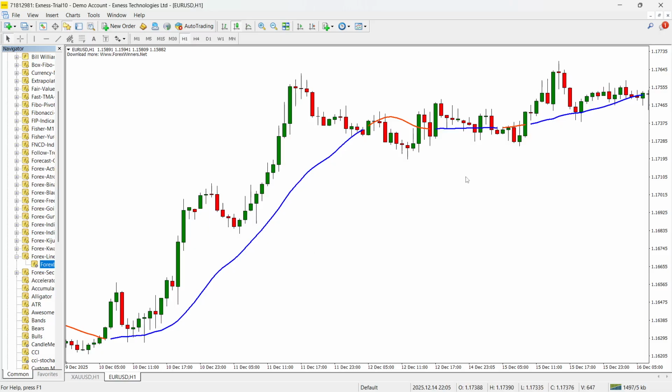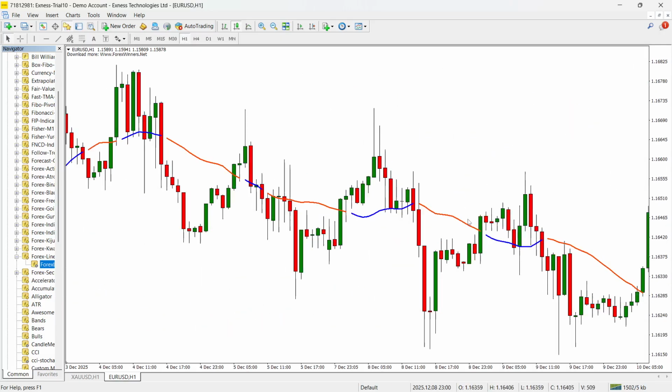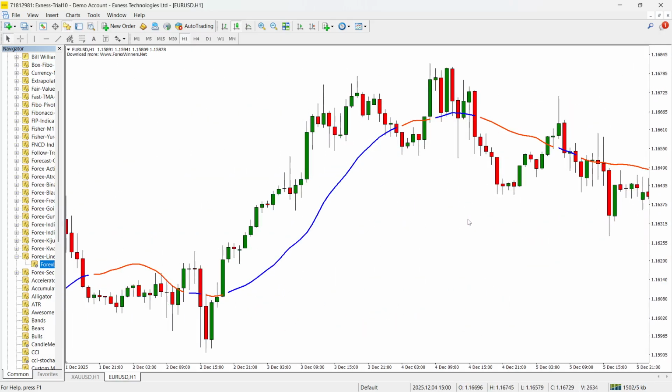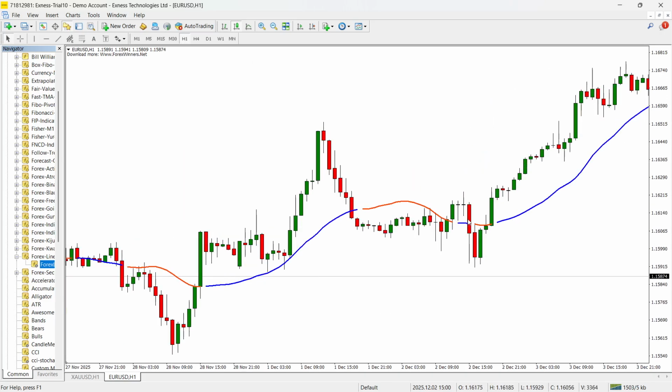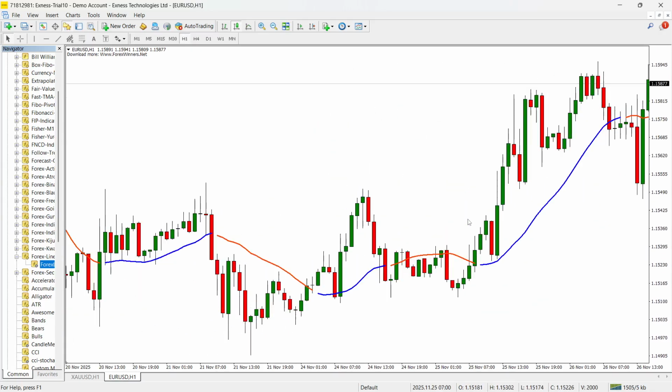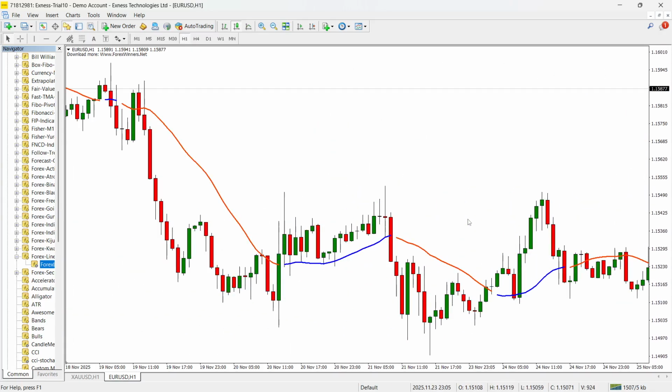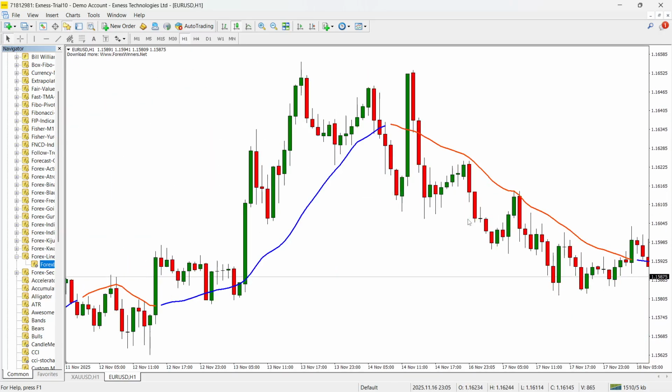So who is the indicator for? The Forex Line Indicator is suited to traders who want a simple trend-following visual tool that makes it easy to see when price is moving with or against prevailing direction. It is often used on higher time frames such as daily or weekly charts to filter out lower time frame noise and focus on more substantial swings.